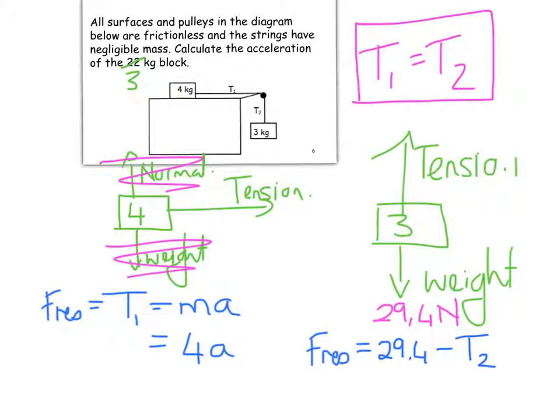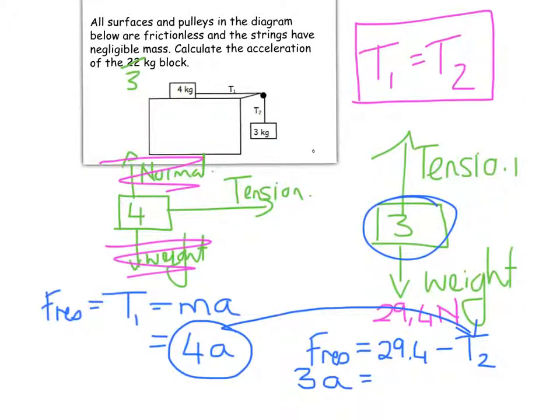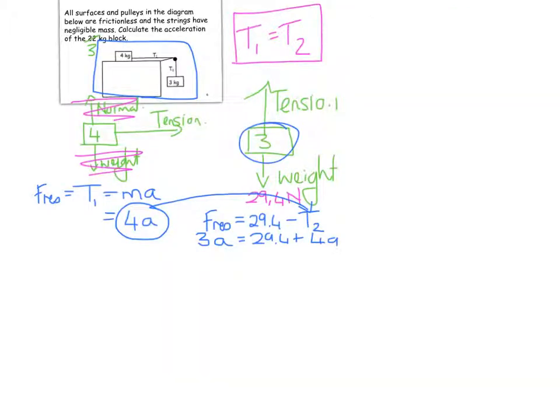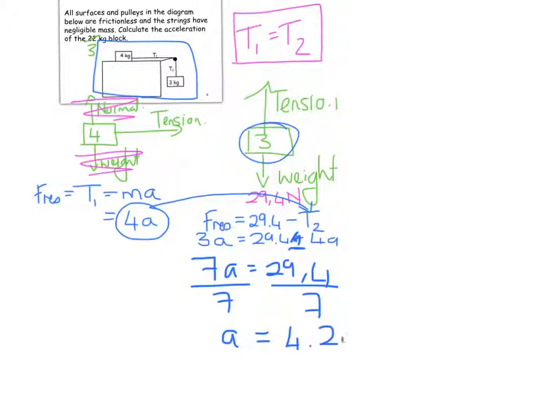But I know what tension is. The tension is the same for both of these, so I can substitute that value in. And I'm going to say the mass of the 3 kilogram block is 3. The acceleration is the same for the whole system: 3a equals 29.4 minus 4a. So that's a negative sign, bring that over to the other side. I'll end up with 7a is equal to 29.4. Divide both sides by 7, and my acceleration turns out to be 4.2 meters per second squared.